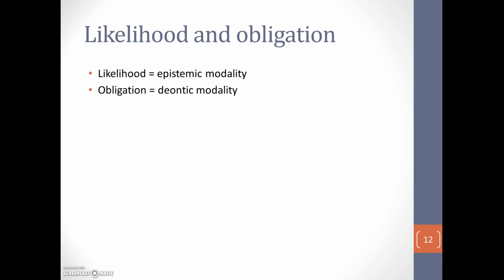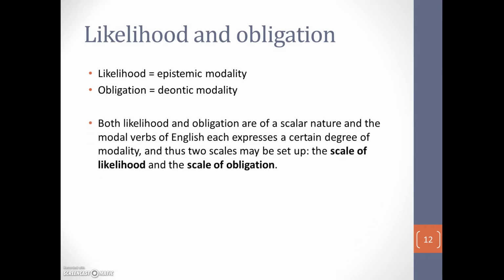Both of these types of modality are of a scalar nature. This means that it's like a scale, right? It's on a scale from 1 to 10. Or, well, they don't really have numbers, but imagine a scale that goes from 0 to 10 or something like that. So obviously, the modal verbs can express a degree of either epistemic or deontic modality. So we talk about a scale of likelihood and a scale of obligation, or a scale of epistemic modality or of deontic modality. They can either be weak or strong, basically, depending on where they are on this scale.